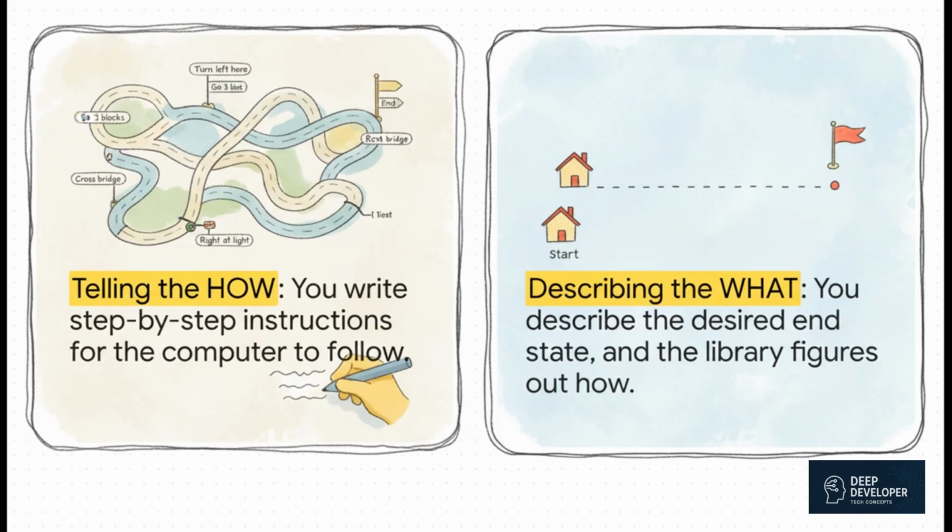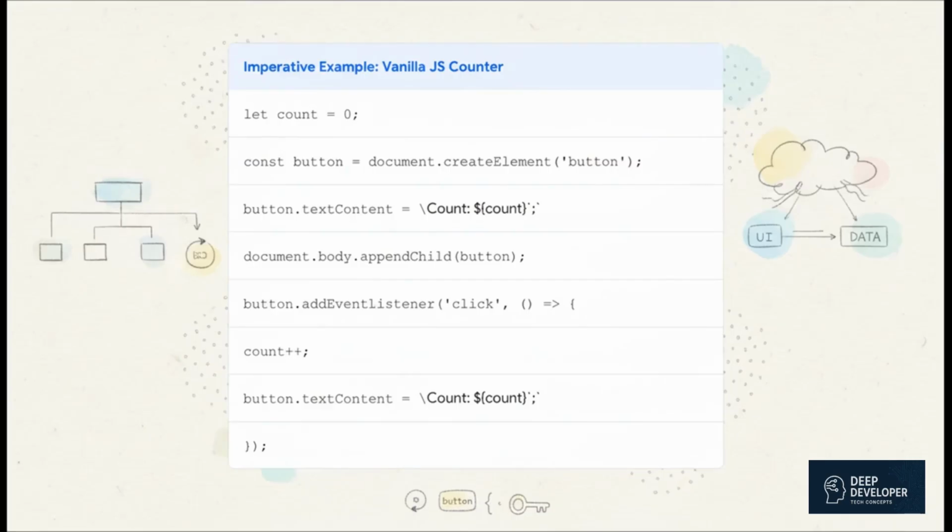But then, on the right, you've got declarative. This is more like hopping in a taxi and just saying, take me to the airport. You describe the what, the destination, and you trust the driver, or in our case the library, to figure out the how.